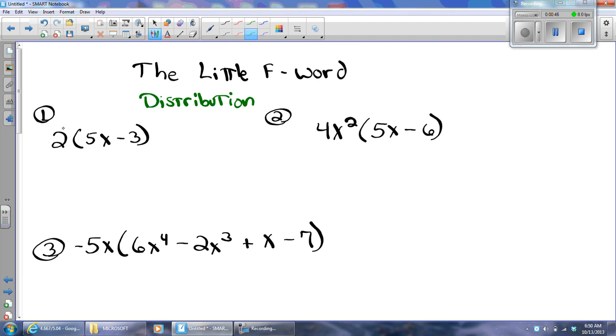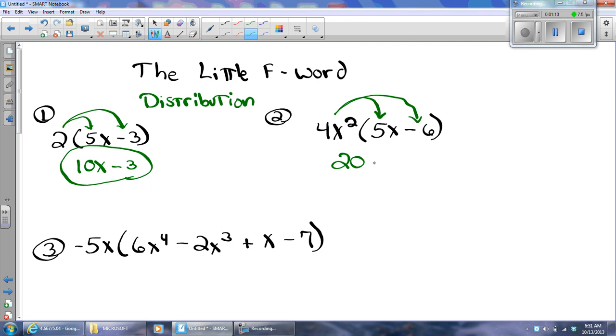All right, first of all, I'm going to distribute this 2, and I'm going to multiply everything in the quantity by the 2. And 2 times 5x is 10x. And 2 times negative 3 is negative 6. And there we go. Wow, that was hard. All right, let's multiply 4x squared times 5x, and let's multiply that times 6. And 4 times 5 is 20. X squared times x is x cubed. Minus 24x squared. And there we go.